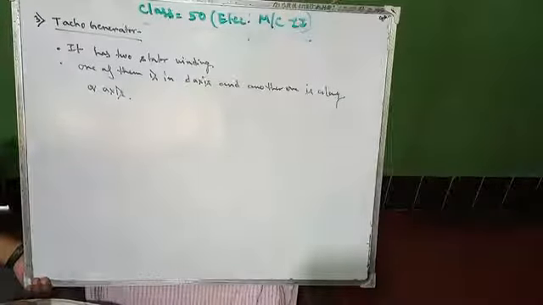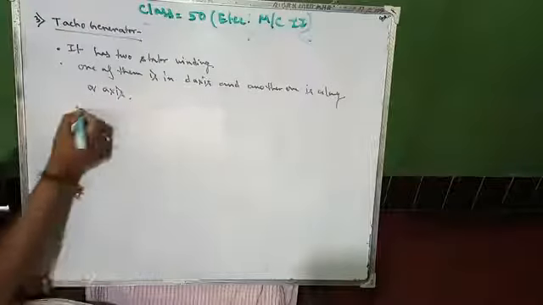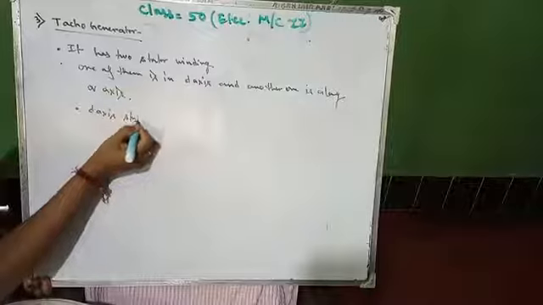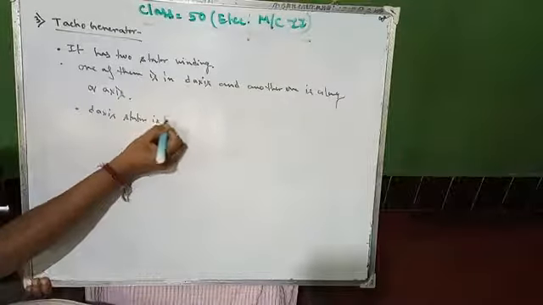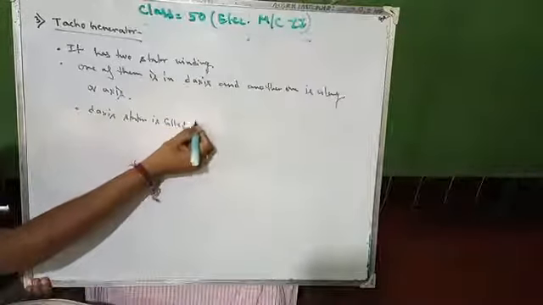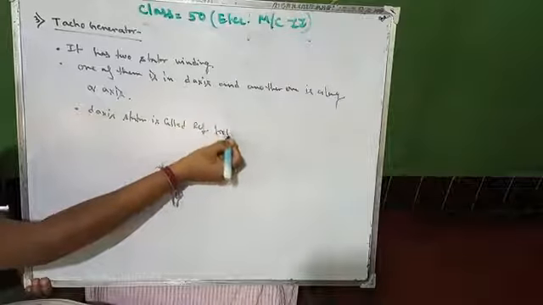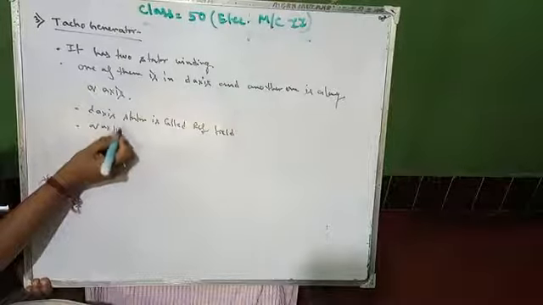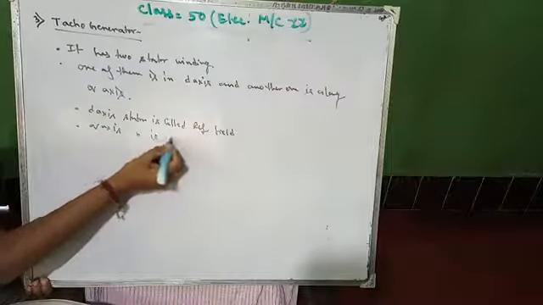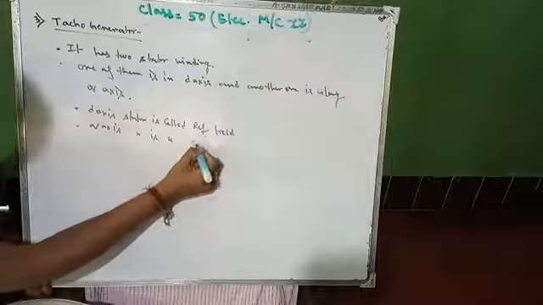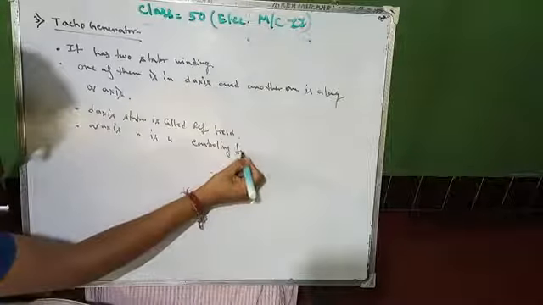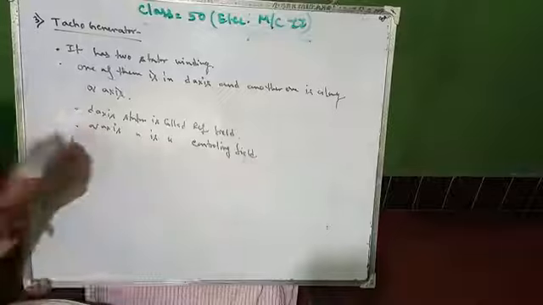So the D axis stator winding is called the reference field, and the q axis stator is called the controlling field. So the first one is the reference field and the second one is the controlling field.